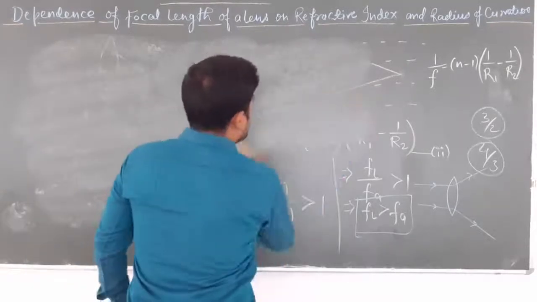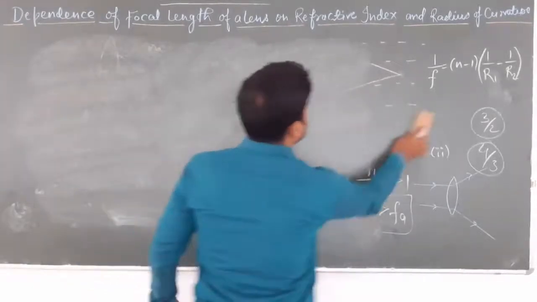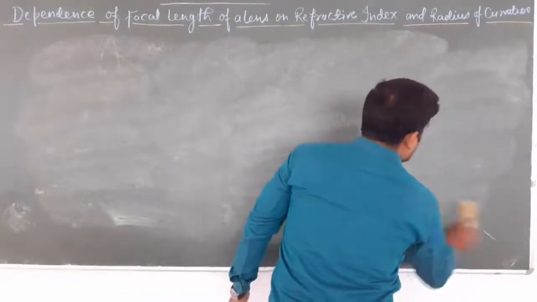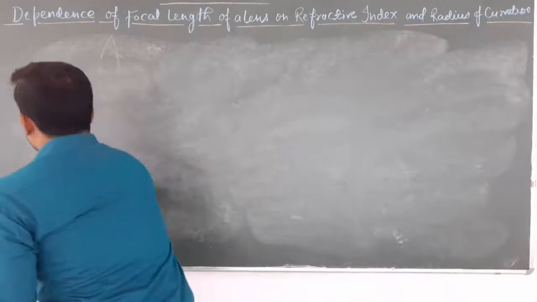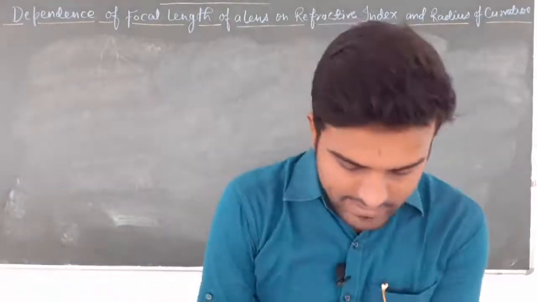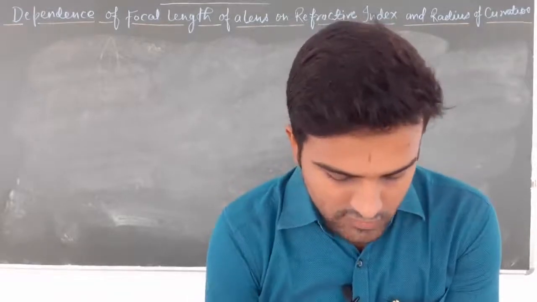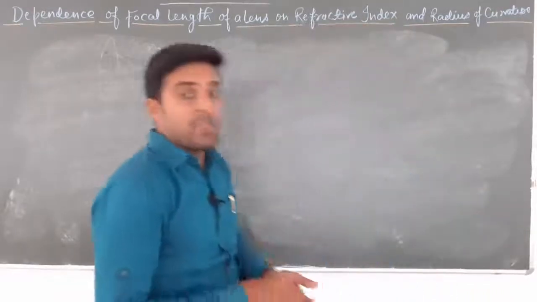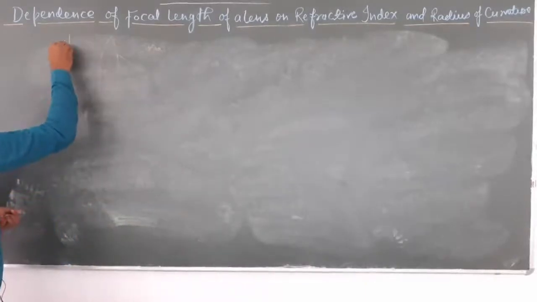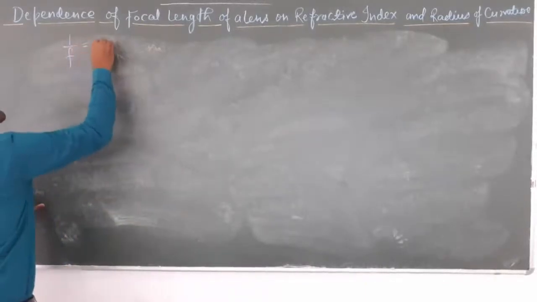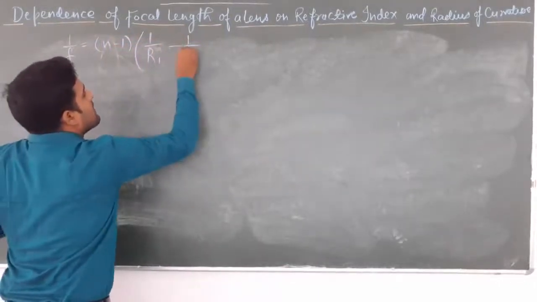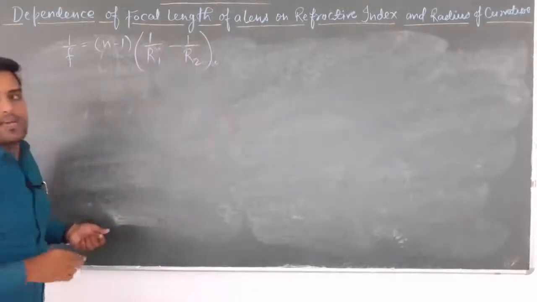So how does it depend on the refractive index? We have discussed this. Now one more factor on which the focal length of the lens depends. The second factor is the radius of curvature. See how it depends on the radius of curvature. Again I am writing the same formula: 1 by f is equal to (n minus 1) times (1 by R1 minus 1 by R2). We are using the lens maker formula again.